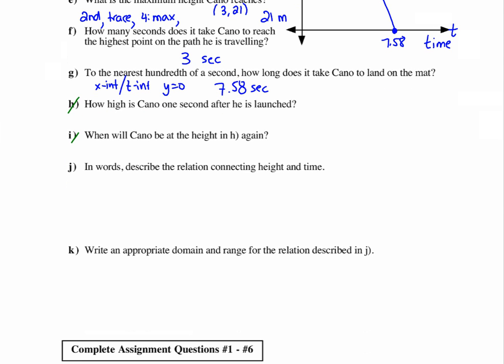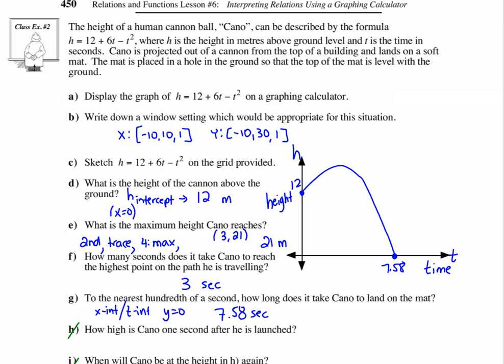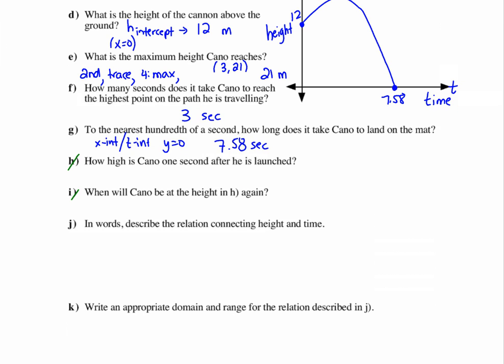Okay. So what would be the domain of this graph? How far left will it go? In the context of this question. The domain, which is your time, is between 0 and 5.8. 7.58. Thank you. Yeah.